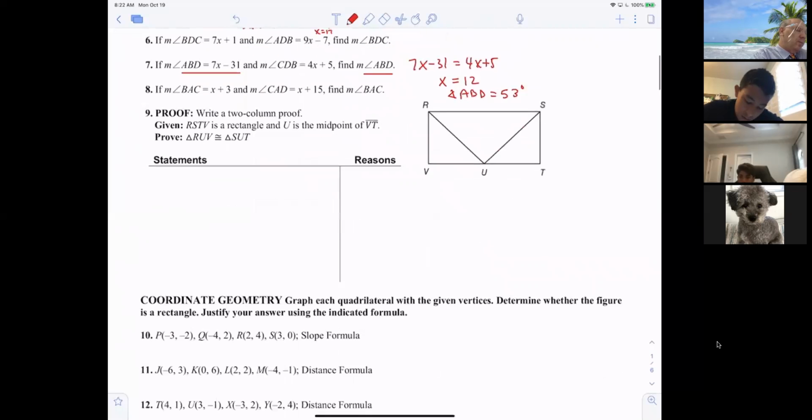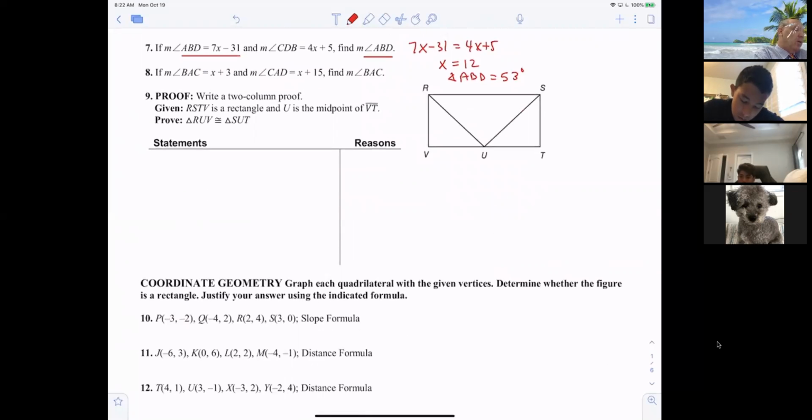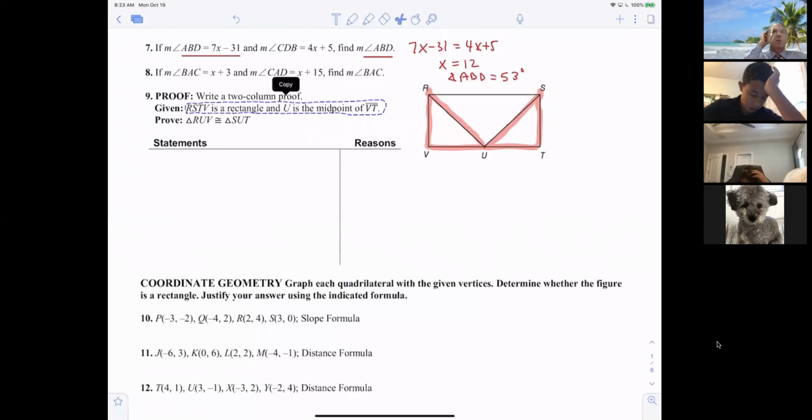All right, let's see how hard this proof is. Given RSTV is a rectangle and U is the midpoint of VT, I want to prove that RUV is congruent to SUT. All right, here we go. This is simple, right? I want everybody to do this real quick. I'm not gonna write everything down for you. I want you to do it. I'm gonna give you 2 minutes. Let's see how good you are. See if you can write that proof out.